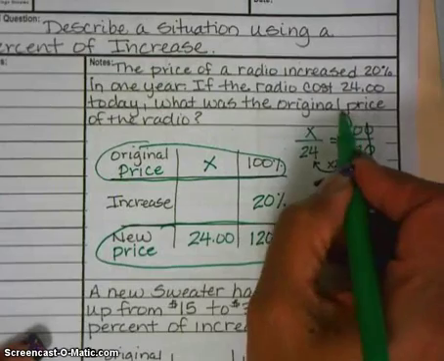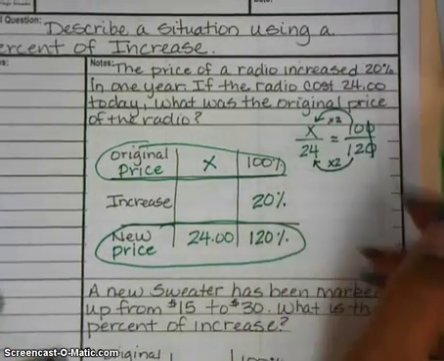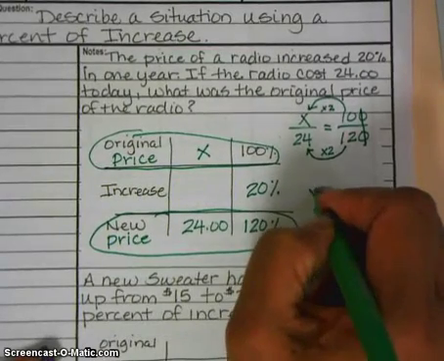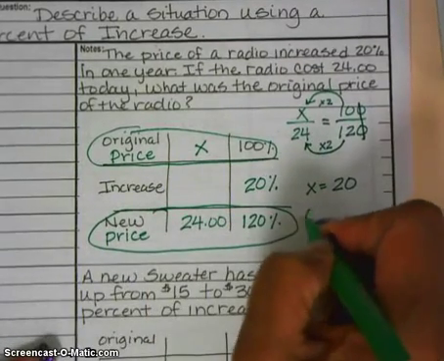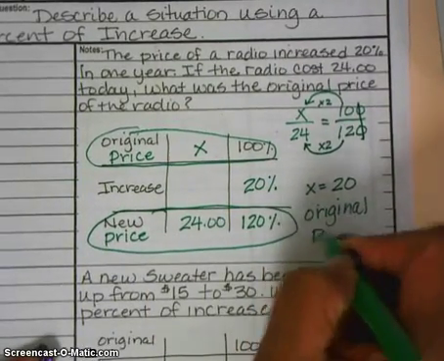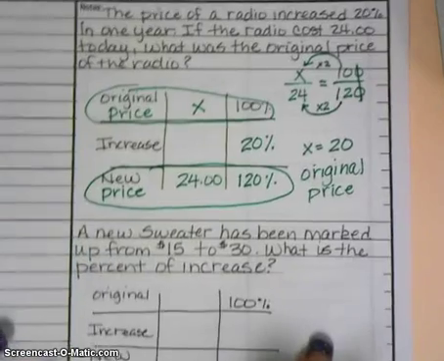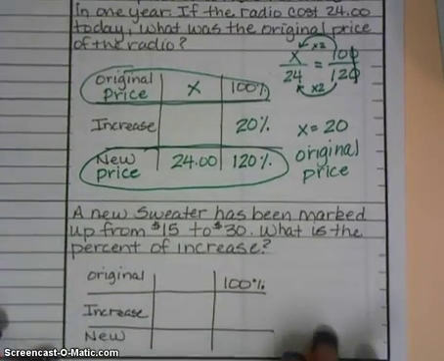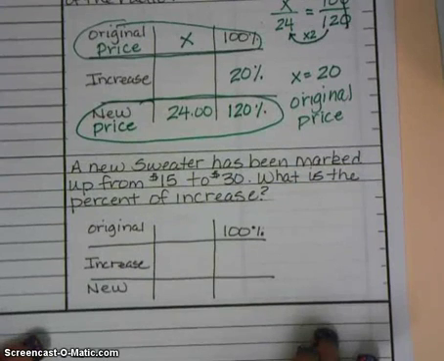If I can do that, I can also multiply 10 times 2 to get X. And so 10 times 2 gives me 20, so X is going to be 20, which is the original price. So $20 was the original price before the increase. Okay, remember, you can pause the video to catch up or to write at any time or to listen to something again. Now let's look at the next example.